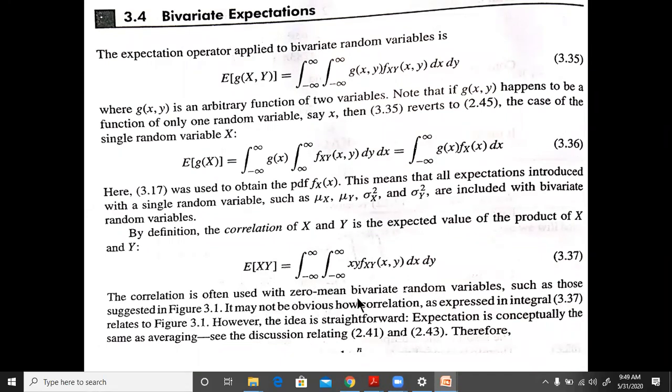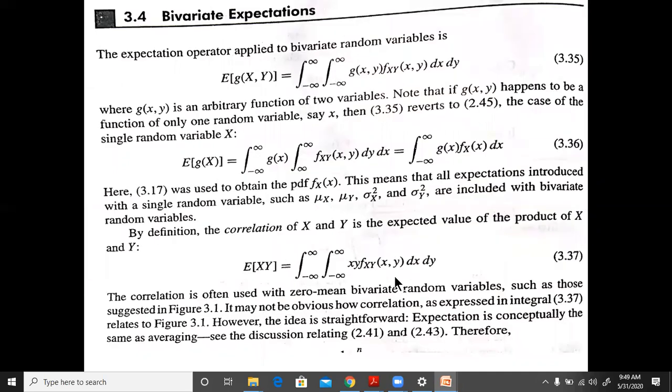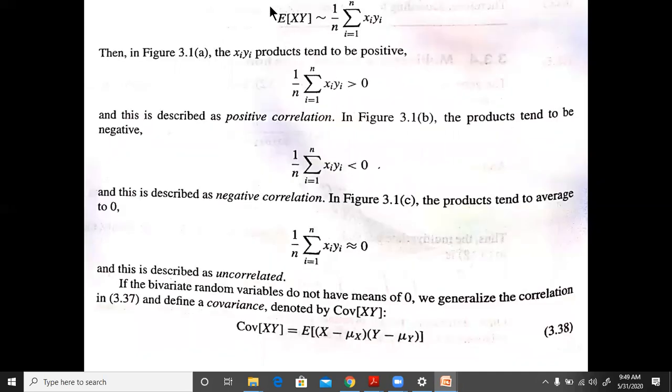Generally, whenever we consider the mean of the random variables to be zero, such as those suggested in figure 3.1, it may not be obvious how correlation as expressed in the integral relates to the figure. However, the idea is very straightforward, and we see that expectation is conceptually averaging. Integration is nothing but averaging, and that is why we can write E[xy] is almost equal to (1/n) sigma x_i y_i.